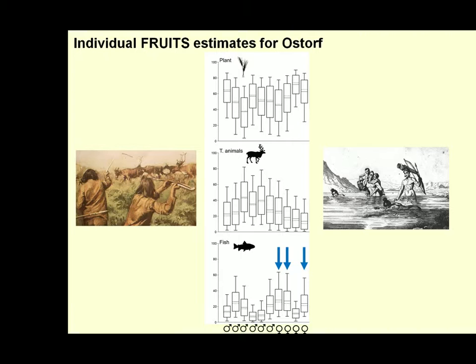One of the women has one of the lowest fish consumptions and one of the highest plant consumptions. Could this actually be a farmer, an outsider, coming into this community?